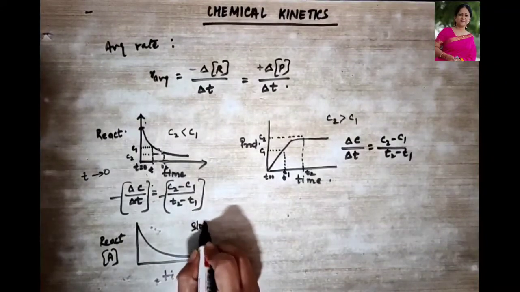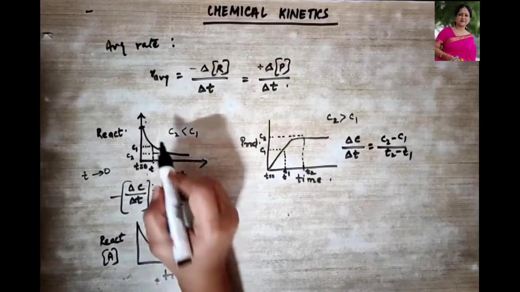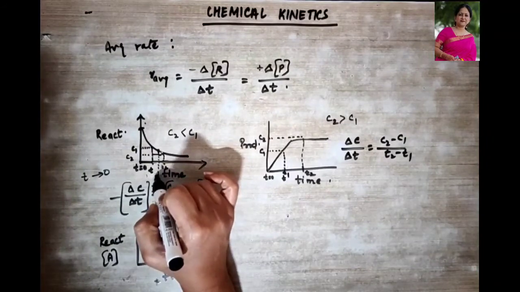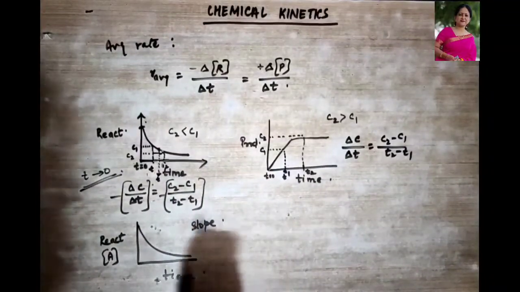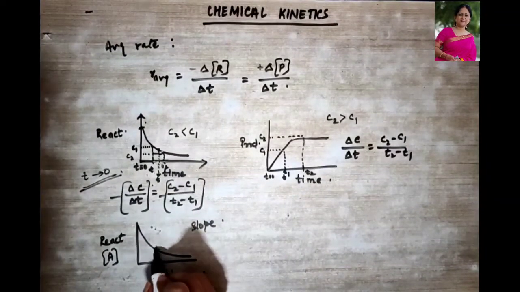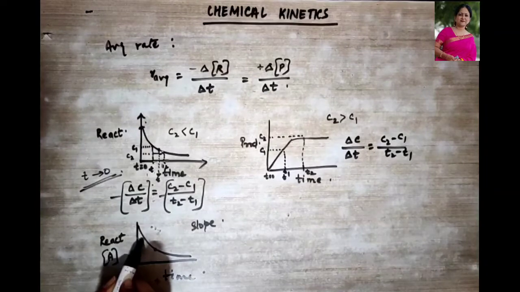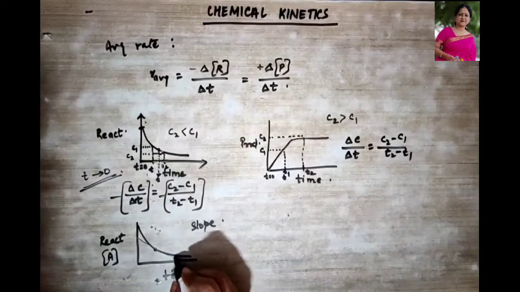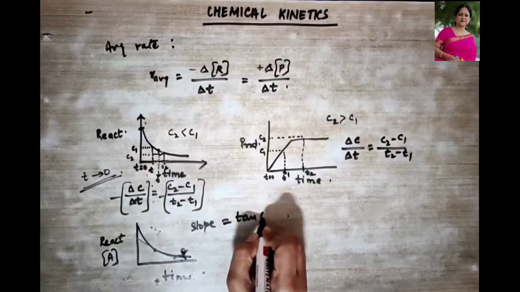Then for the slope we need to first form a tangent, right? Suppose we have to find out the instantaneous rate of reaction over here. Now if you look over here, the time t is equal to 0, so we draw a tangent which passes from this particular point. This is my theta angle formed. So slope is always equal to tan theta.